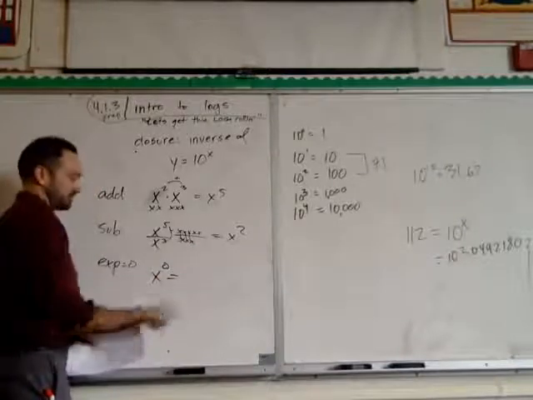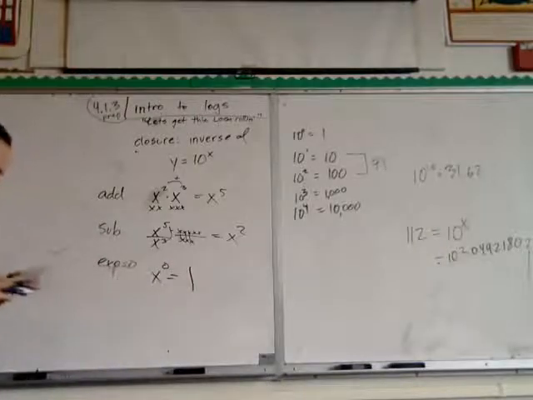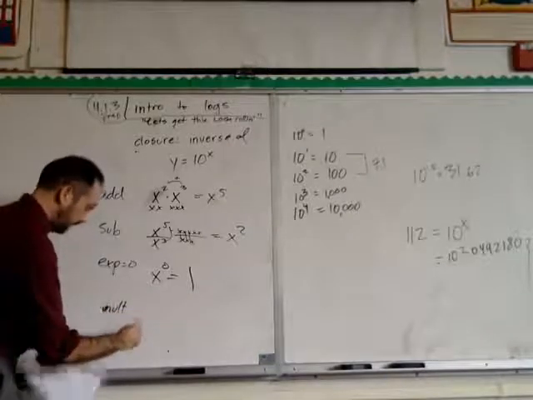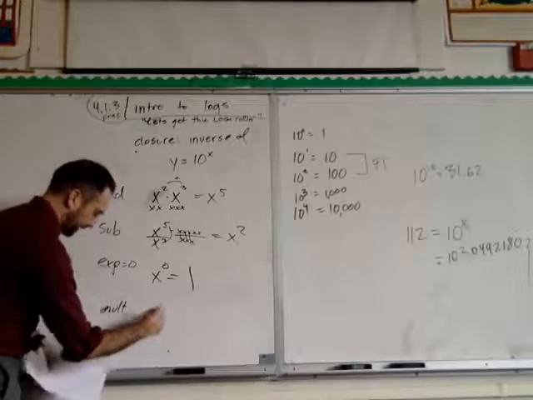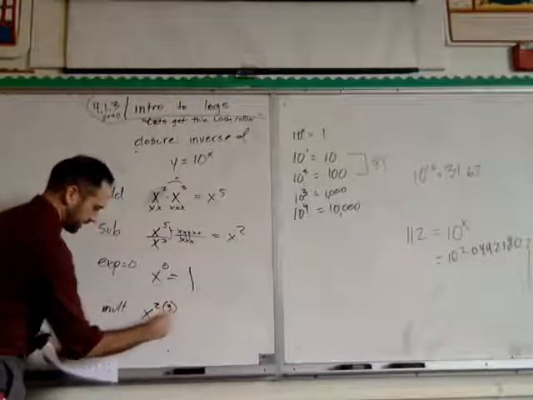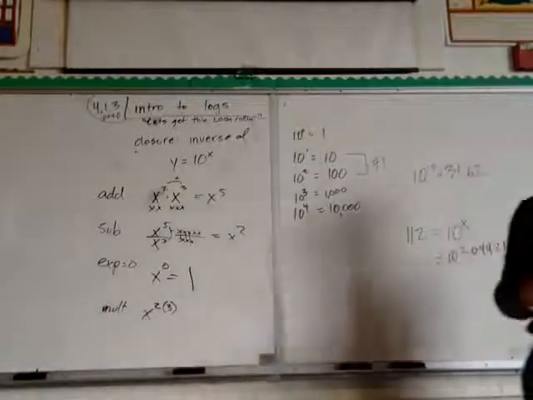X to the 0. Anything to the 0. Okay. Oh, we did have it. This is another one. It's really multiplication. When we have x to the second times 3, what do we end up with?